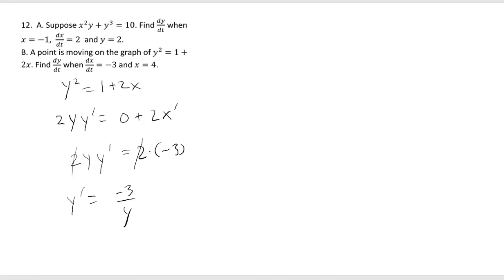Well, the hint is right here. x is 4, so when x is 4, y should have a value, so let's see. y squared is equal to 1 plus 2 times 4, which is 9. So y squared is 9, which means y is plus or minus 3.